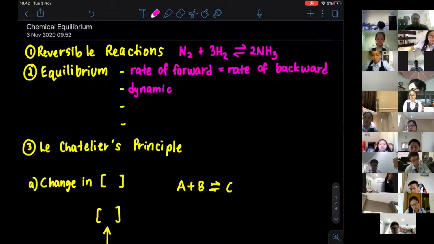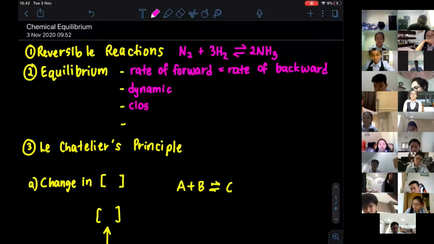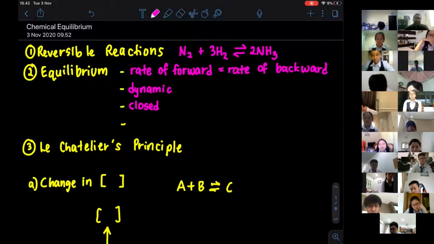So when they are in a container, Lindsay, what system do we call it? Is it an open system or a closed system? Yes, so they must be in a closed system. So the reaction is dynamic because they are in a closed system. And therefore, since the rate of forward and rate of backward is the same, and it is dynamic and closed, nothing goes in, nothing goes out.